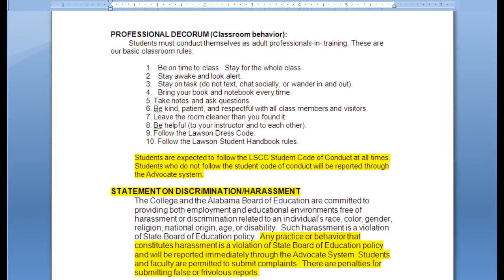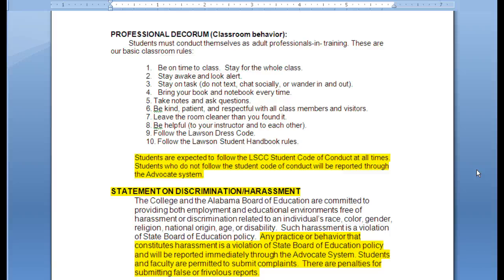Behavior in class. We come to class on time and we stay for the whole class. We stay awake and look alert. We stay on task and don't text, chat socially, or wander in and out. We bring our books and notebooks every time. We take notes and ask questions. We're kind, respectful, and patient with all class members and visitors. We leave the room cleaner than we found it.